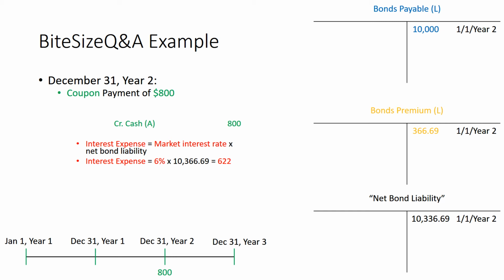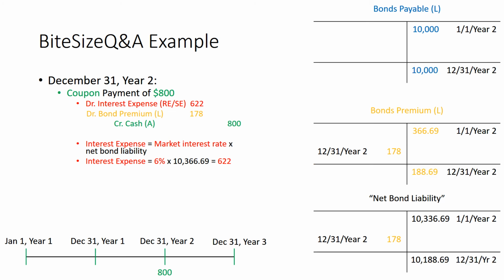So interest expense equals the market interest rate times the net bond liability. We know the net bond liability as of January 1st, year 2 is $10,336.69, and 6% of that is $620. So we can debit interest expense for $622. Once again, we need to make sure the total debits equal total credits. So we have to debit bond premium by $178. We can record these in our bond premium liability T account, and similarly, we will do the same thing for our fake T account called net bond liability.